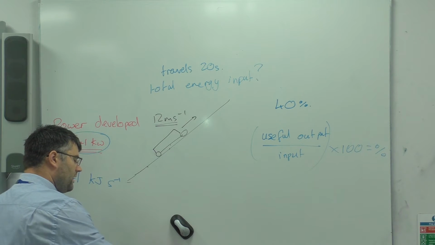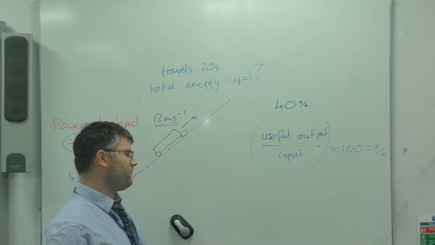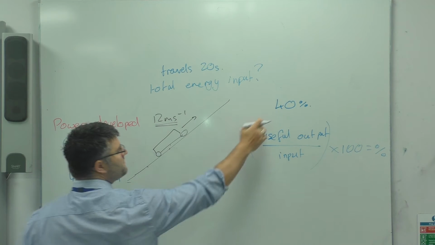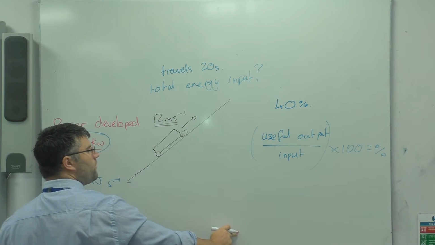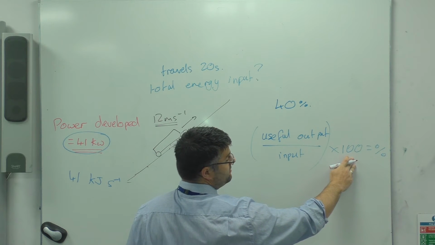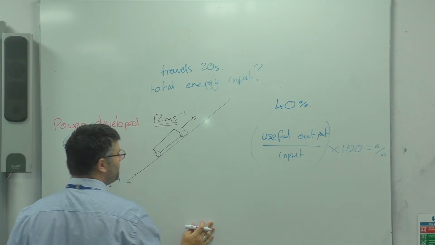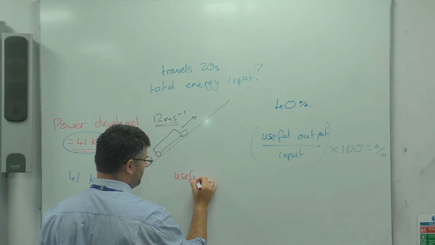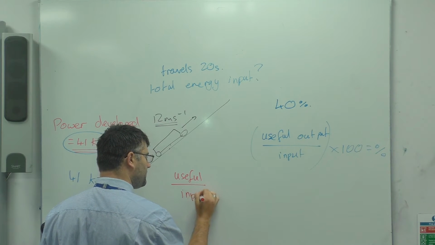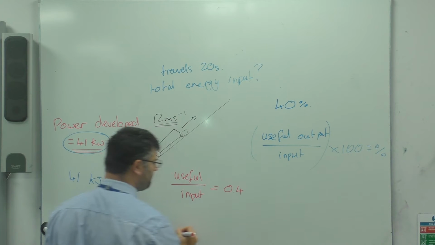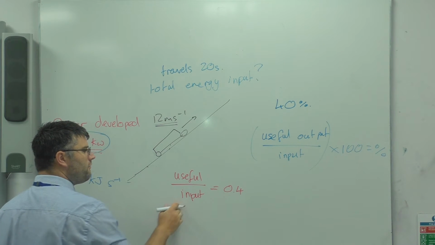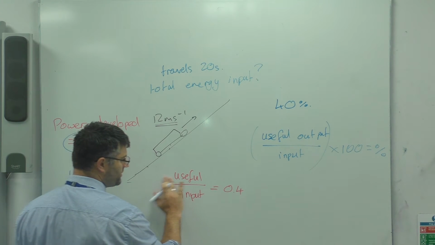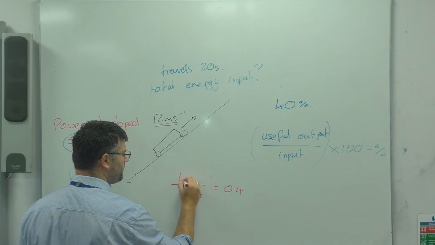Right, okay, so how do we work this out? Well, we need to use this calculation first of all. I'll just explain briefly what we're going to do, but we'll actually do it now. So we know that the percentage efficiency is 40%. So we need to divide that percentage by 100 to get a decimal, so that takes us to 0.4. So we're going to say that useful over the input is equal to 0.4. Remember, we've already identified that the useful energy is 41 kilojoules every second.